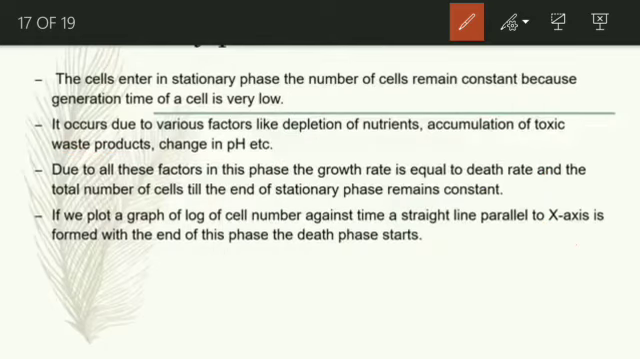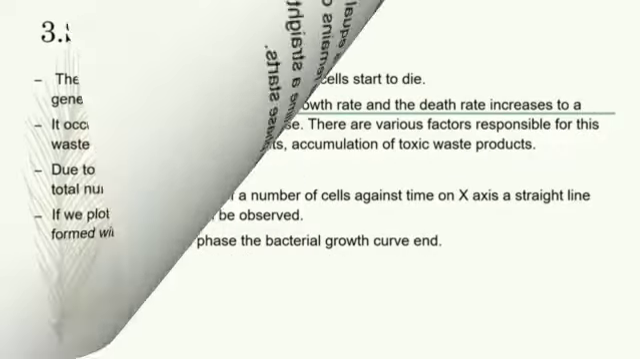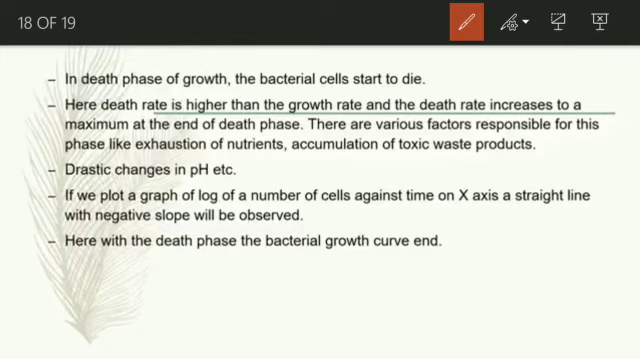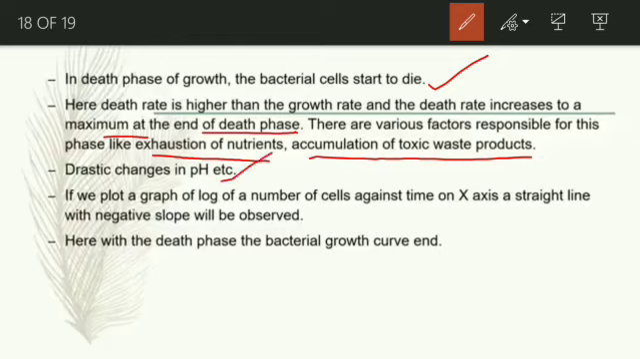Let us move on to the last one, the death phase. In the death phase of growth, the bacterial cells start to die. Here the death rate is higher than the growth rate, and the death rate increases to a maximum at the end of the death phase. There are various factors responsible for this phase, like exhaustion of nutrients, accumulation of toxic waste products, which we discussed, and drastic changes in the pH of the media.